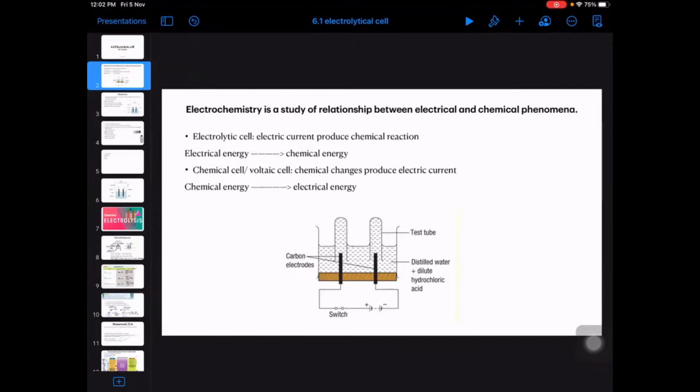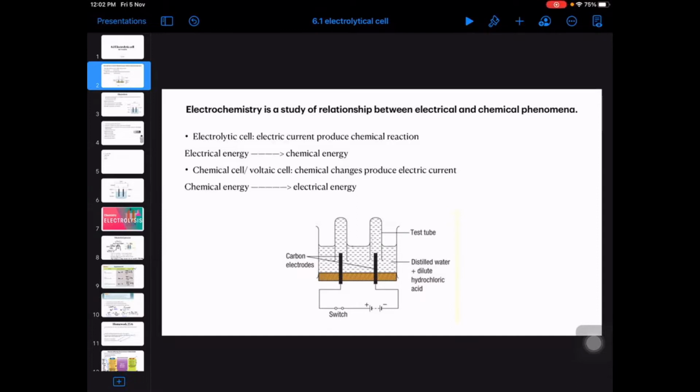In electrochemistry, there are two types of cells, two types of battery. One is called electrolytic cells, one is called chemical cell. Electrolytic cell converts the electric current to chemical reaction. So it converts electrical energy to chemical energy. However, chemical cells convert the chemical reaction to electric current. It converts chemical energy to electrical energy.